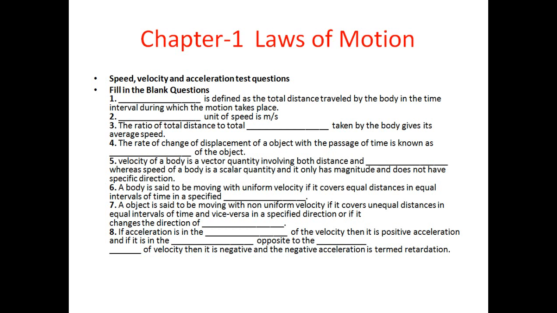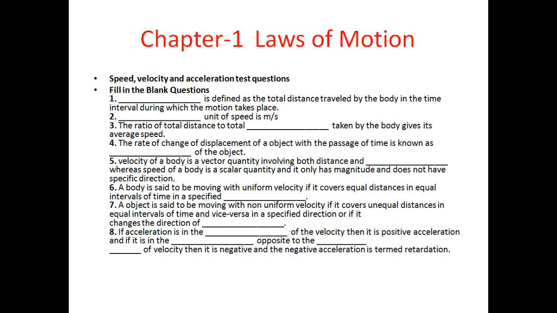Seventh question: an object is said to be moving with non-uniform velocity if it covers unequal distances in equal intervals of time and vice versa in a specified direction. Okay, so sorry, I'm so sorry. What is the question?